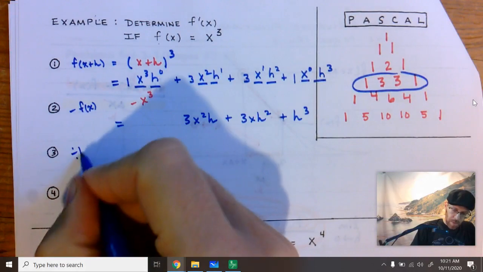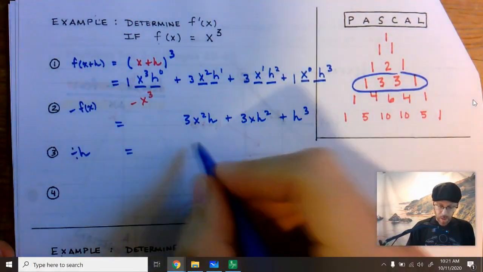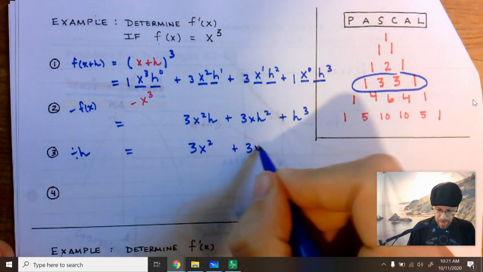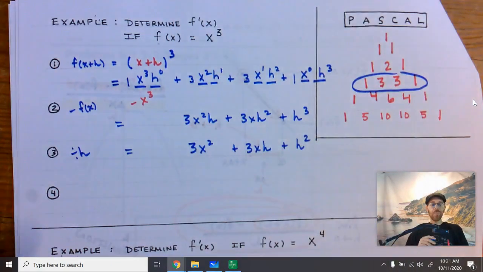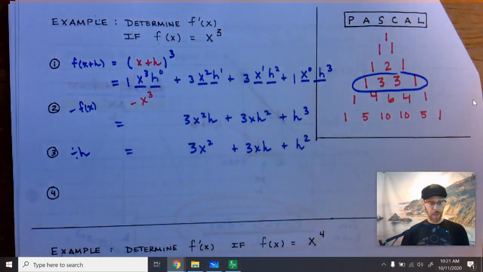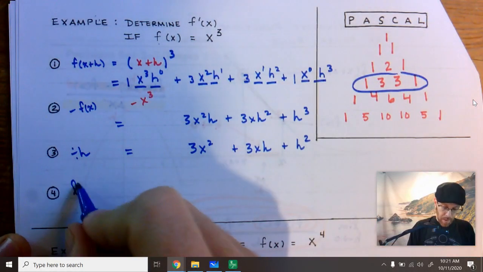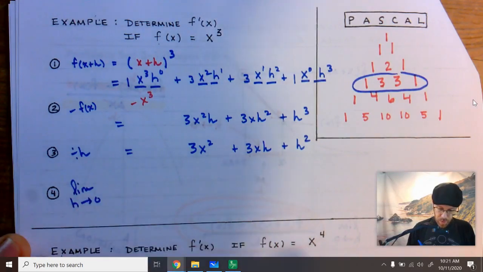The third step is to divide by h, which is going to knock the powers down on each one of these. So we get 3x squared plus 3xh plus h squared. See if you can remember the final step. And that final step is to take the limit as h is approaching 0.